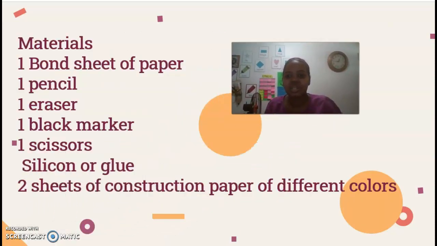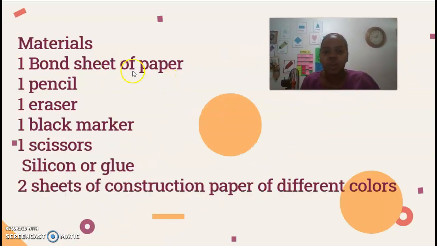Now we are going to work on something, so you're going to need some materials. The materials that you're going to use are 1 bond sheet of paper, 1 pencil, 1 eraser, 1 black marker, your scissors, silicone or glue, and 2 sheets of construction paper of different colors.